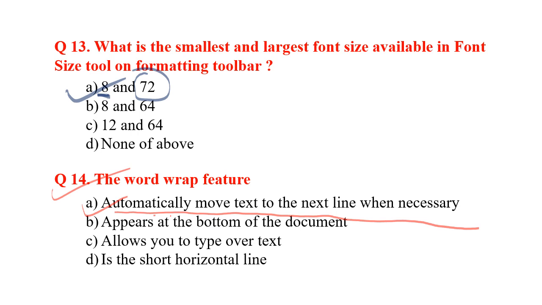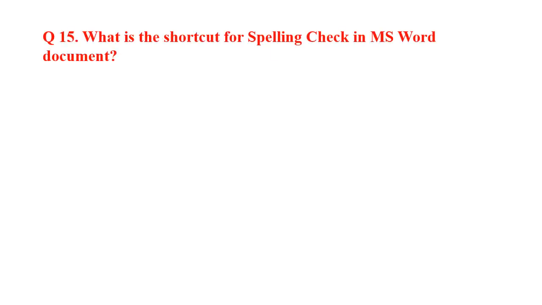Now move to the next question. What is the shortcut for spelling check in MS Word document? Which shortcut key is used to check the spelling? Look at the options. Option A F7, option B Shift plus F7, option C Ctrl plus F7, option D Alt plus F7. Then the right answer is option A, F7.